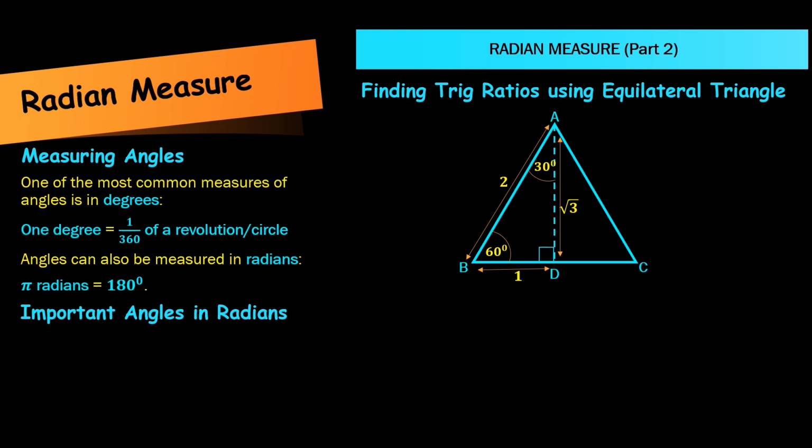We are now also going to highlight some important angles in radians. We know that pi radians equals 180 degrees, and therefore we can deduce that 30 degrees equals pi over 6 radians, 60 degrees equals pi over 3 radians, and 45 degrees equals pi over 4 radians.